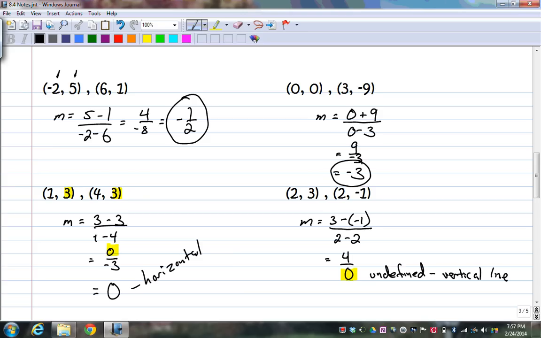All right. So again, this one here goes down from left to right. This goes down from left to right. This one is horizontal. And this last one here is vertical. It's undefined. Make sure you understand why with those.